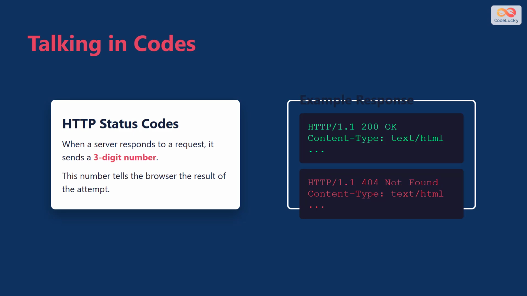Computers don't speak in English, they speak in codes. When the server responds to your request, it includes a 3-digit number called an HTTP status code. This code tells your browser exactly what happened with the request, whether it was successful, redirected, or if something went wrong.